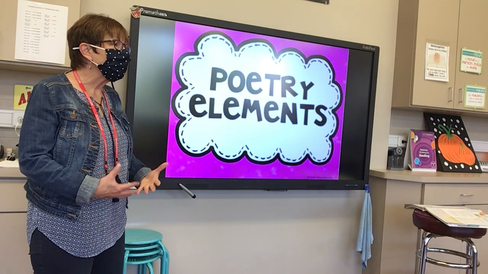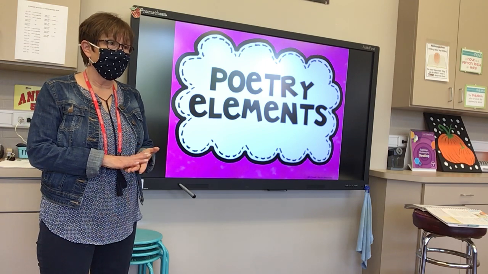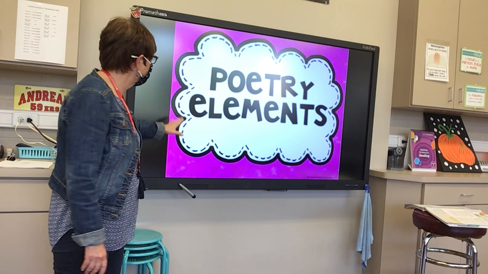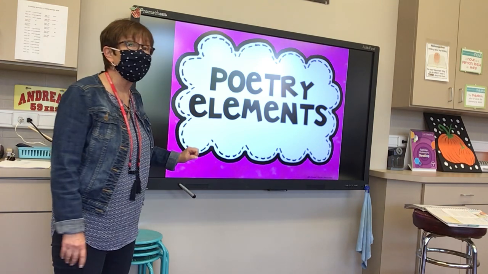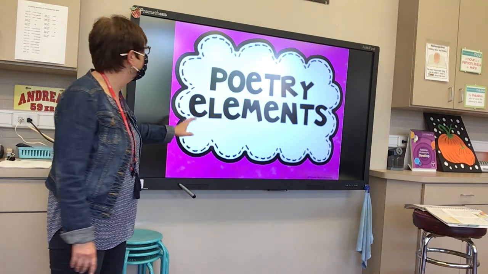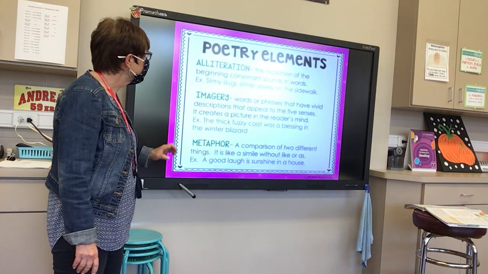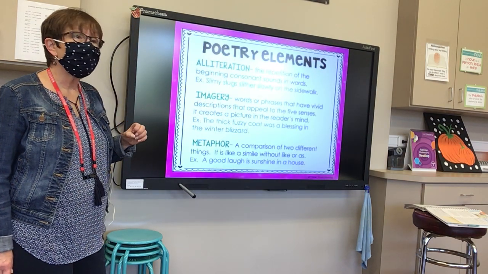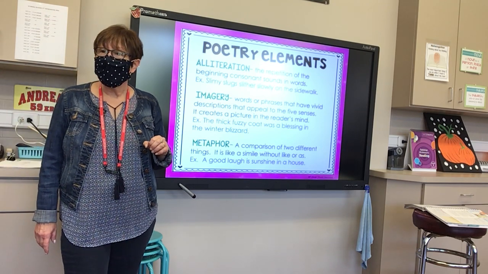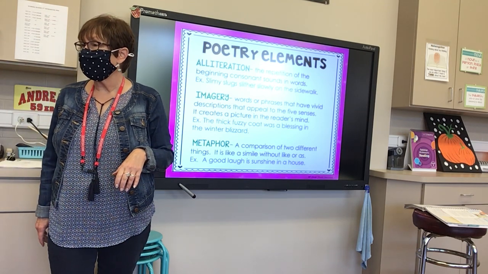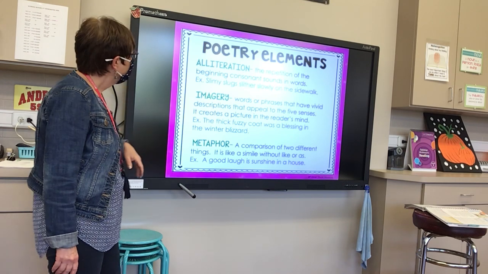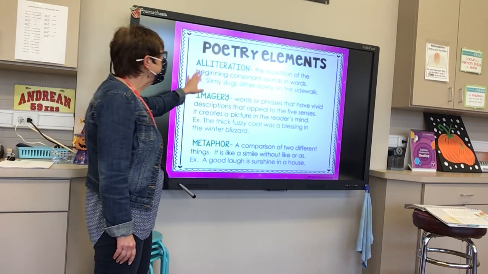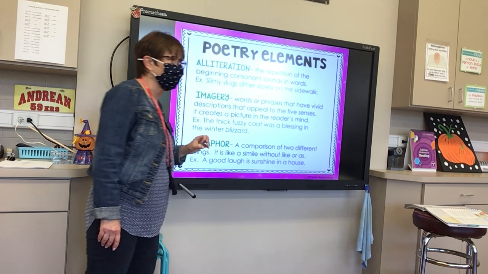So poetry has different elements. They're called poetry elements, or elements of poetry. And I want to talk to you about some of those elements of poetry right now. First off, one of the elements of poetry is something called alliteration. Everybody say that word, alliteration. Alliteration is the repetition of the beginning consonant sounds in words.